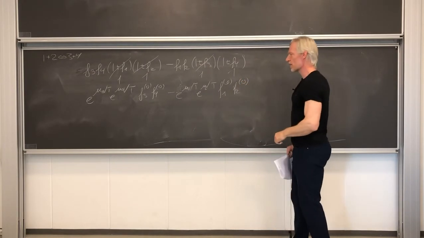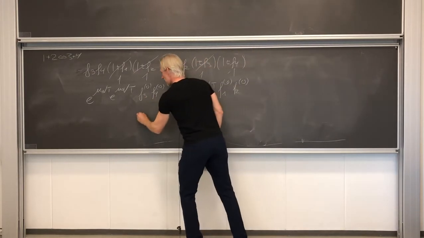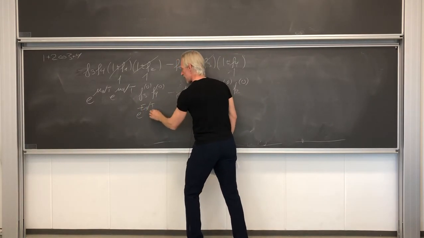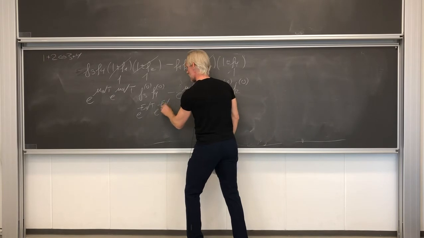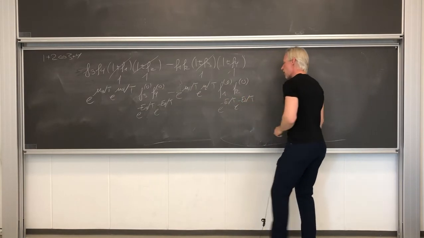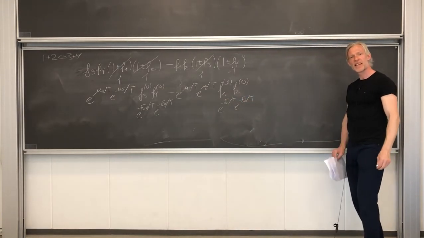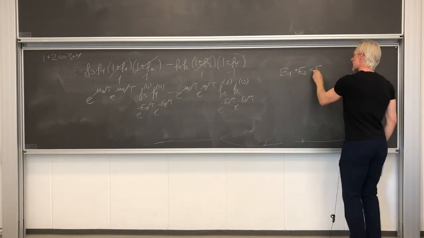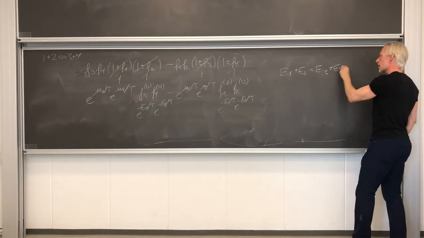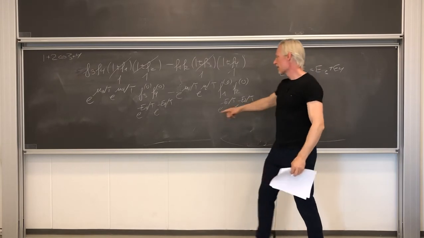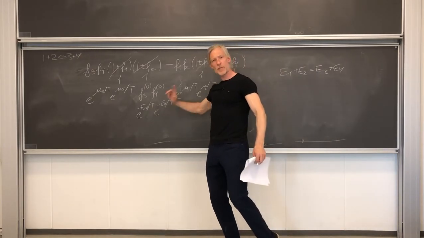But now remember that these are very simple, right? So this is e to the minus e3 divided by T, like this. And the same is true for these. But since I have energy conservation in this interaction, I know that energy before and after must be the same. And that means these are actually exactly the same. So this is equivalent to that.